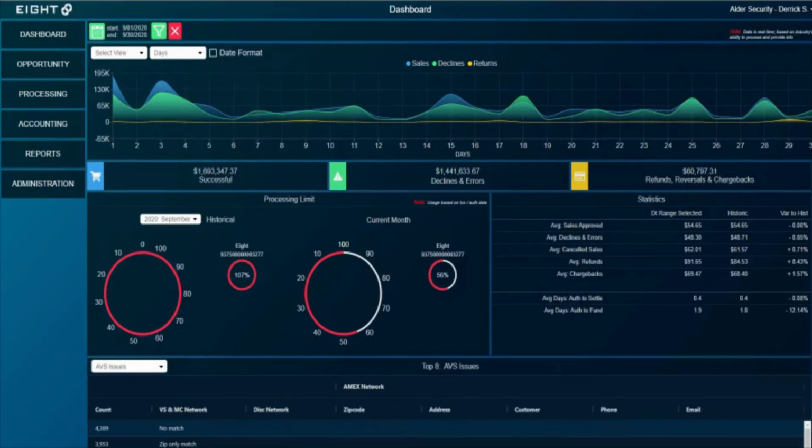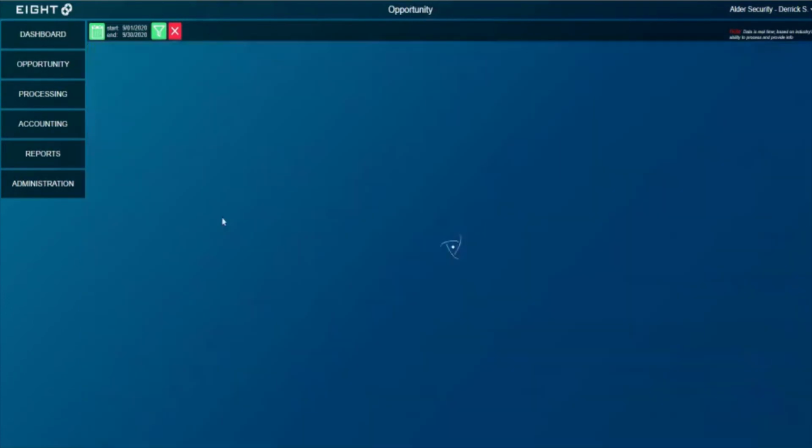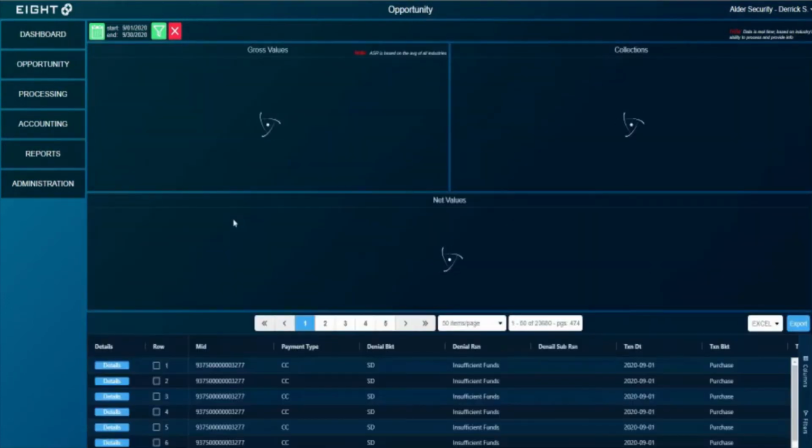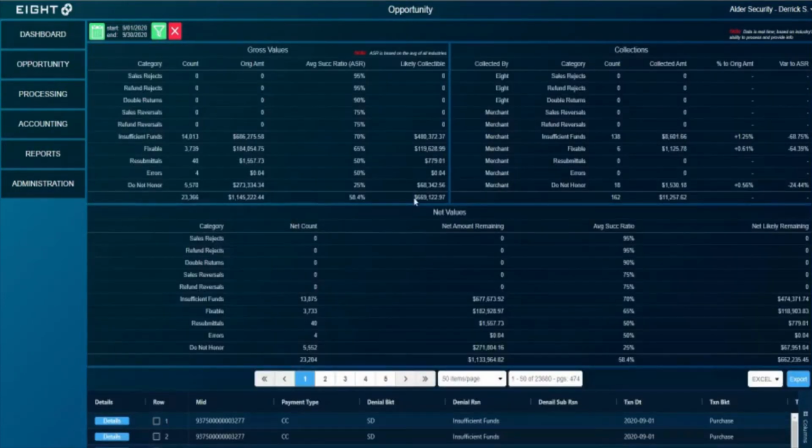Of that 1.4, again, the opportunity is 1.1. Some of it is just dead and you can't go after. A stolen card, a lost card, a pickup card you can't collect on. So that's not in an opportunity. So at that 1.4 is an opportunity of 1.1 of what your likelihood to get that if you were to actually try is almost 700,000.